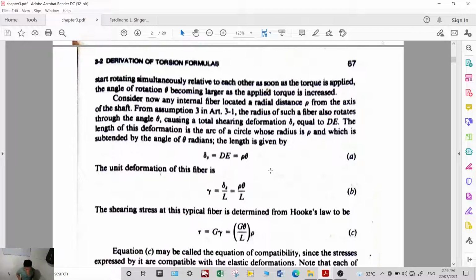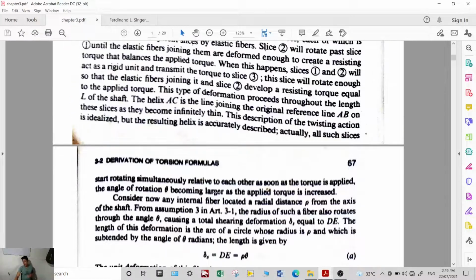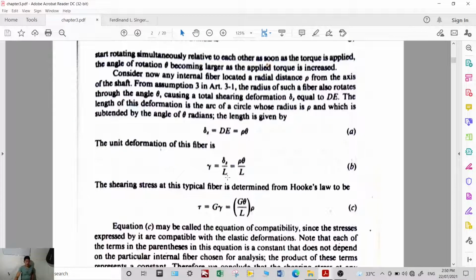So, kung i-divide nimo ning deformation nimo with respect sa length, you'll get this one. So, siya, gamma is equal to rho theta over L. So, this is actually the strain, no? Strain kay i-divide naman nato sa length.